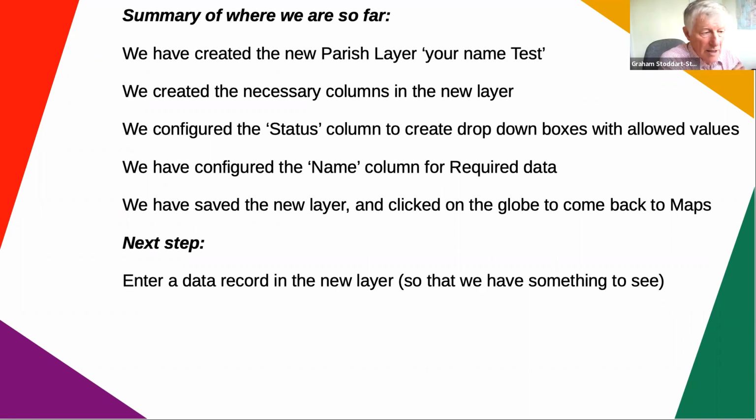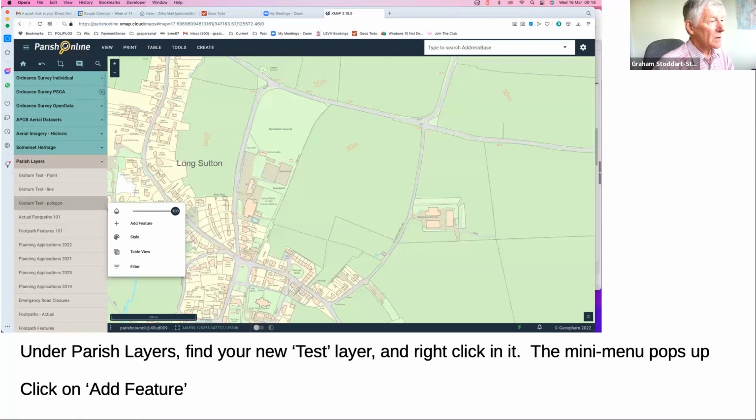So what we've done is created a new layer. Now we need to put some data into that layer so that we actually have something to see. This is the next step. You need to right click on your layer, the one that says test, and that will bring up a mini menu. The second line on the mini menu is add feature, and you just want to click on that.